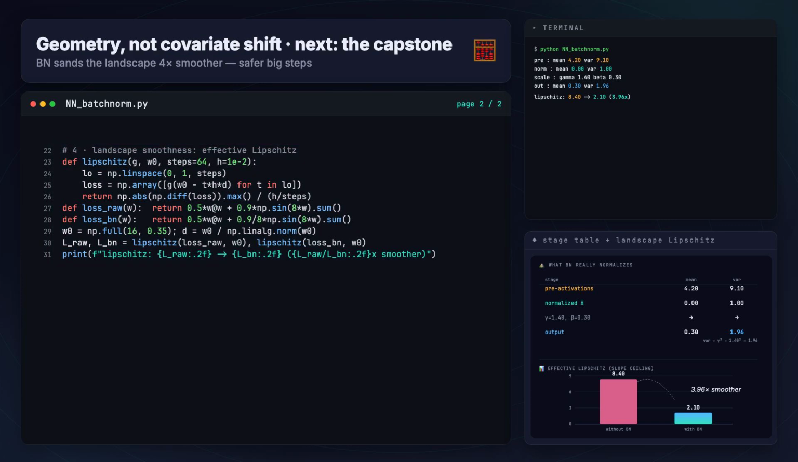So batch norm normalizes activations on the way to its real job, which is sanding the loss landscape from a Lipschitz of 8.4 down to 2.1. Nearly 4 times smoother, 4 times safer to take a big step, not covariate shift geometry. Next episode, we stop dissecting single layers and put the whole thing together. We train a real small network end to end and watch every piece you've learned cooperate. The loss falls, the gradient norm drops, and we land on 94%.